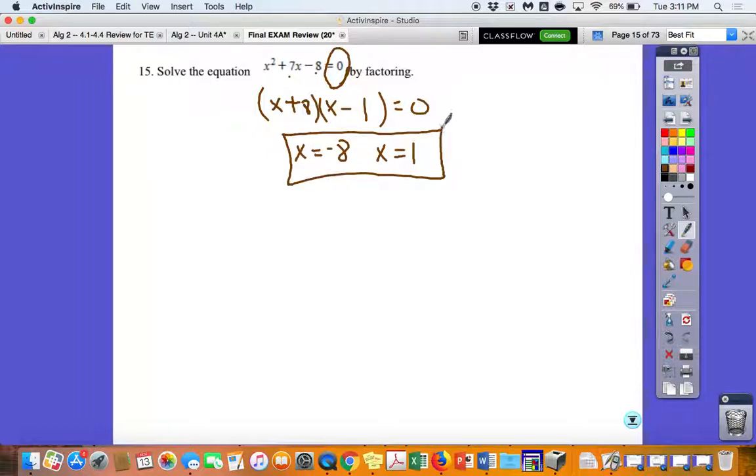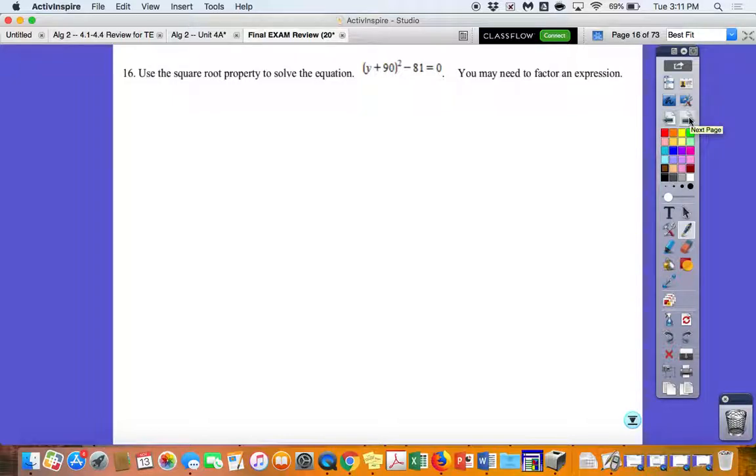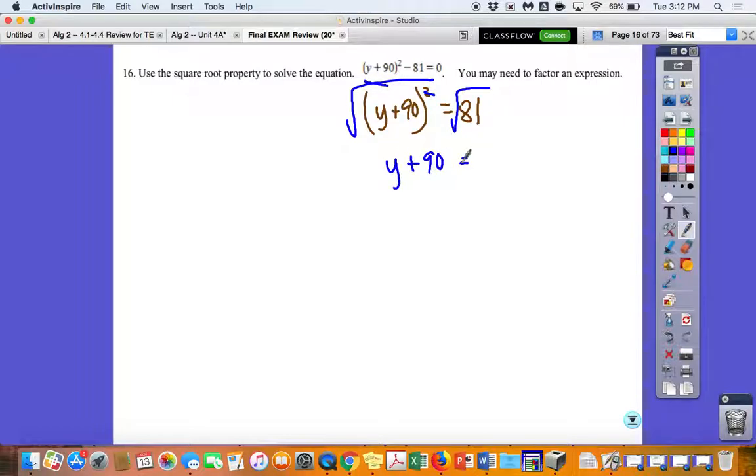You are done. Okay, use the square root property to solve this one. So if we're going to do the square root property, we need to get the squared part isolated. So the 81 needs to go over. Once you isolate the squared part, you come in here and do the square root of both sides. These components cancel, and you get y plus 90. And then the square root of 81 gives you plus or minus 9.